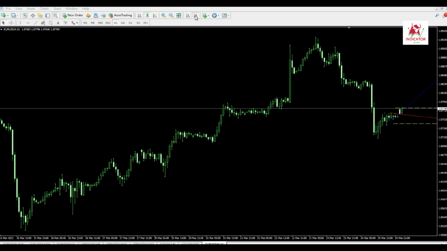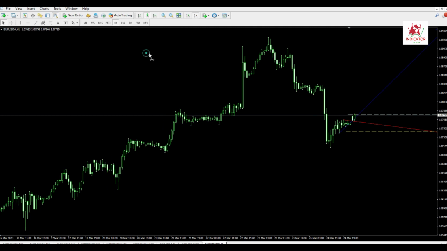Trend line rules. Rule number 1. Any trend line should connect at least 2 tops or 2 bottoms.